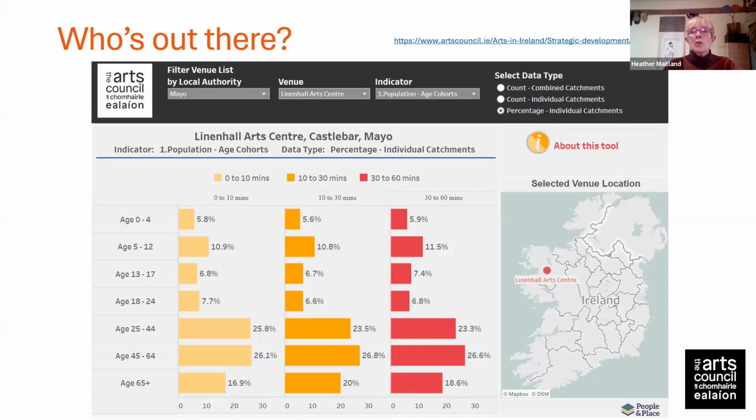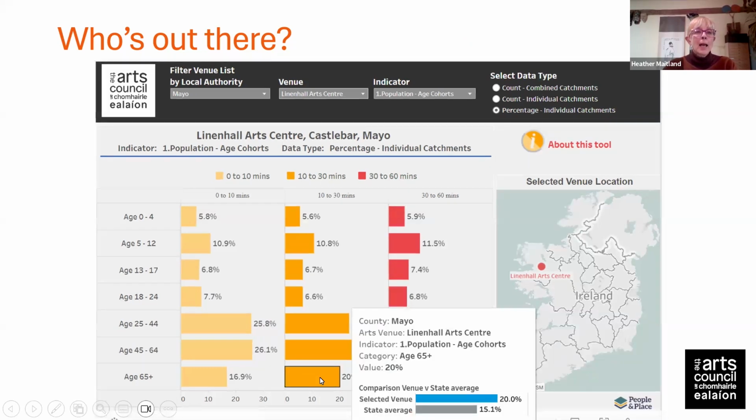So we need to know what's normal. And the thing that's going to tell us that is the state average. If you hover your cursor over something that looks interesting, let's try that one, it'll show you the comparison with the state. So the blue bit's the Linen Hall. And you can see that there's a much bigger proportion of retired people in a 10 to 30-minute drive time than average. They're important people. They're very much potential audiences, participants, and even volunteers.